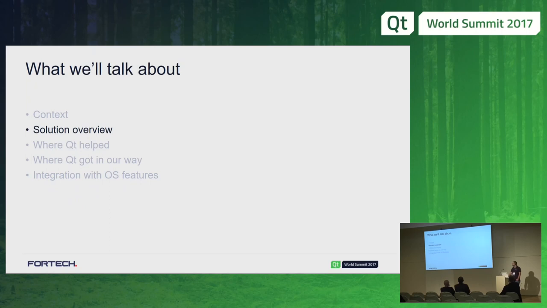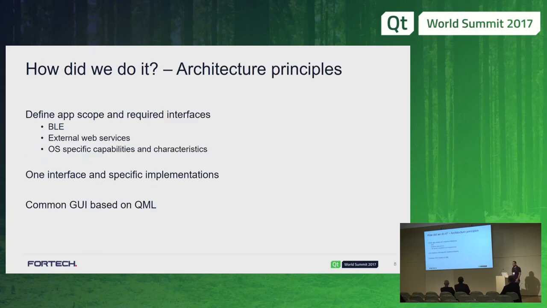Just an overview of how we started. First, we had to clarify what our input was. We discovered three main points: Bluetooth low energy from the bike, where we have all the data. Then we had the external web services for sports trackers, for social media, and user login, stuff like that. And we also had the operating system specifics. Sometimes we need to integrate with specific apps on the phone if they're present, or similar stuff.